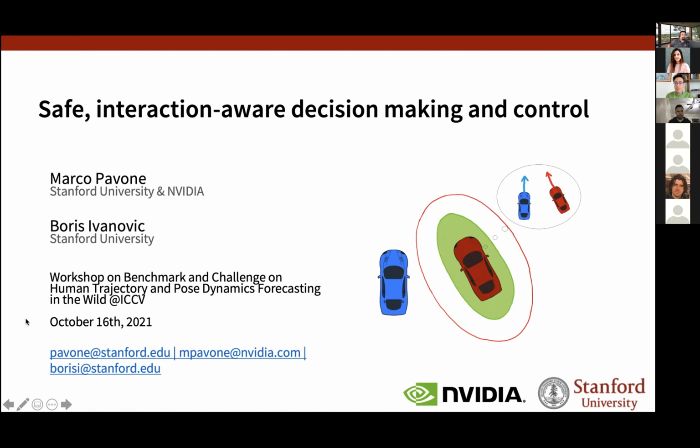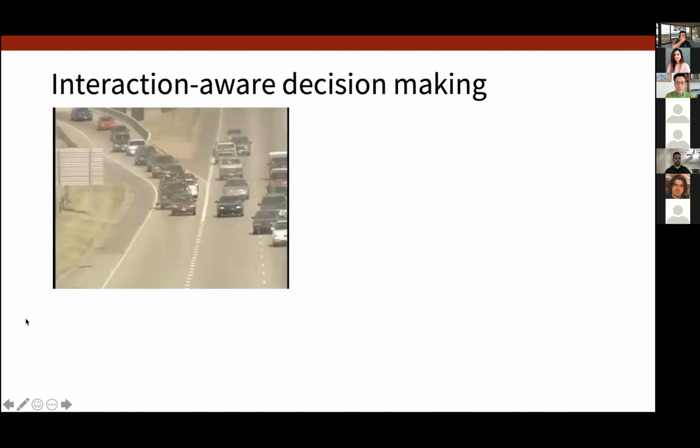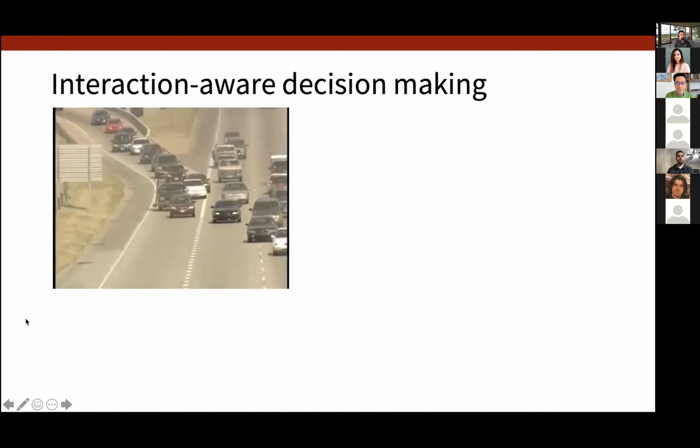Now, my lab focuses on the design of planning and decision-making algorithms for autonomous robots by leveraging and blending techniques from optimal control and machine learning. A key focus of our research is to design algorithms for interaction-aware decision-making, as needed, for example, in autonomous driving applications. Concretely, consider a highway merging scenario.